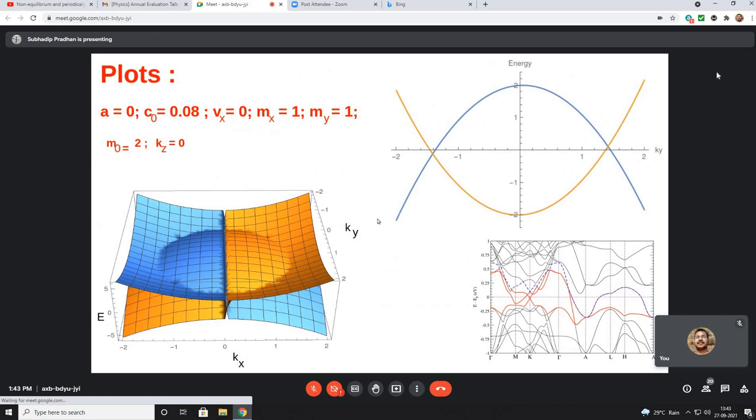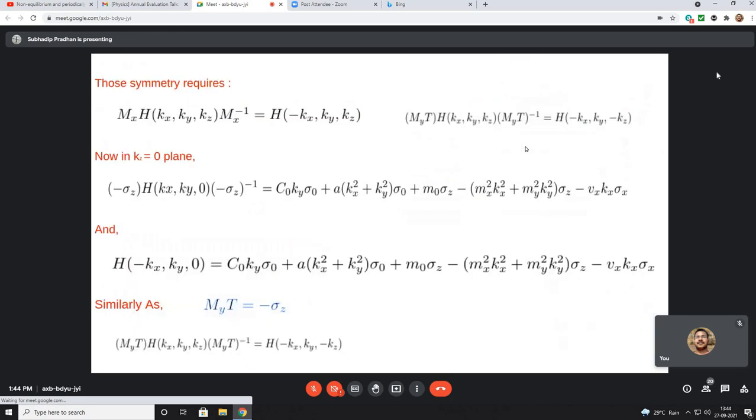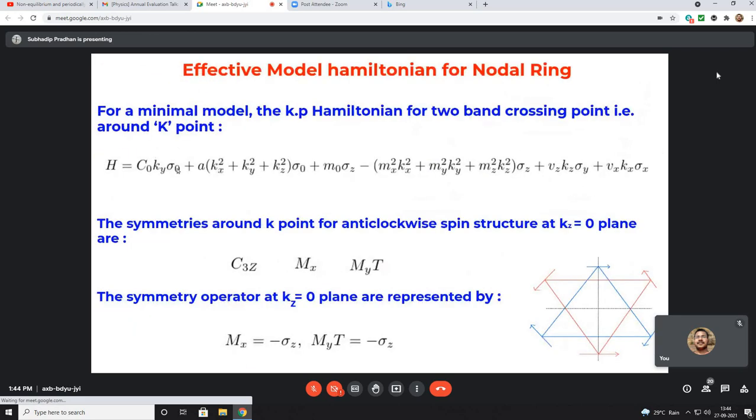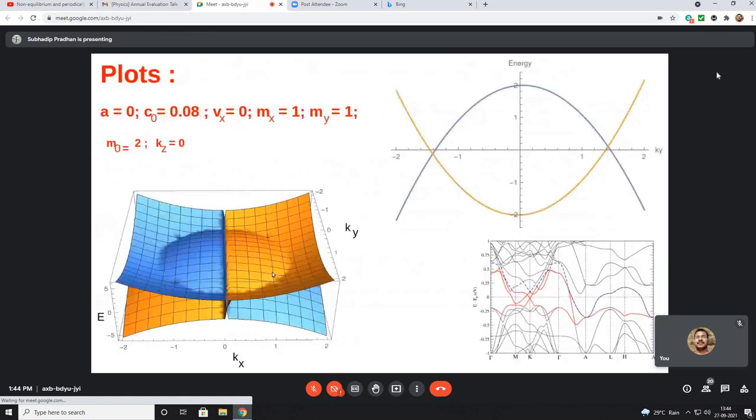And in our ab initio calculation, we saw that these nodes are tilted. That is, these 2 points are not at the same energy. So to make this tilt, we add an extra term in the Hamiltonian in the first term, C0 ky sigma 0, preserving the symmetries. With the value of C0, we can see that from this effective Hamiltonian also we are getting a nodal ring type of structure, and that is a tilted nodal ring. So from our effective model analysis, we can show that as the symmetries are there for this Hamiltonian, it can show a nodal ring type of structure.